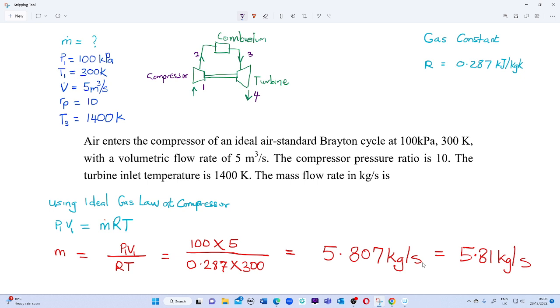Today we have a typical thermodynamics question. Now let's read through the question.